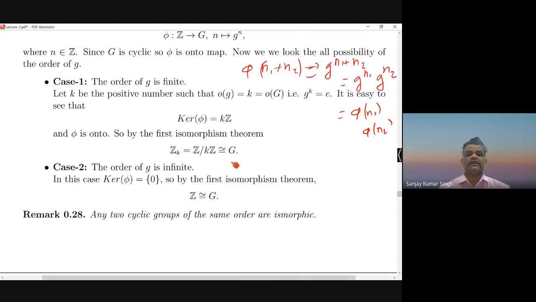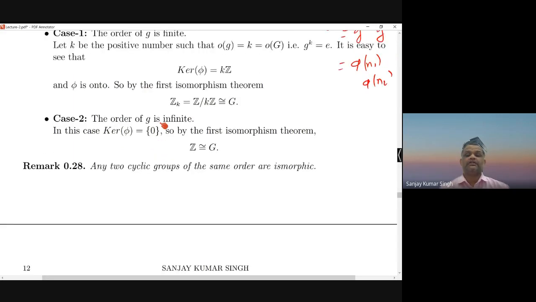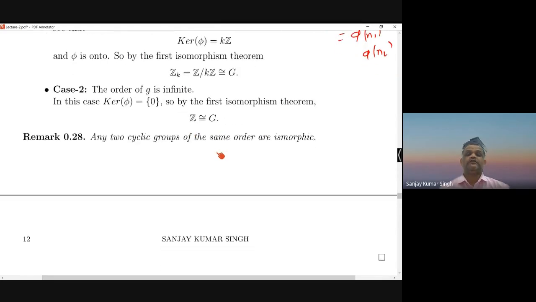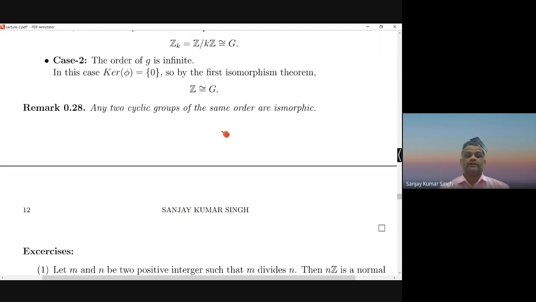Now I will take the second case, where the order of G is infinite. In this case, since the order of G is infinite, you will not get any non-zero element in the kernel, and the kernel of phi will be trivial. Hence, again applying the theorem, you get G by kernel of phi is isomorphic to G. So this gives you a remark that any two cyclic groups of the same order are always isomorphic.